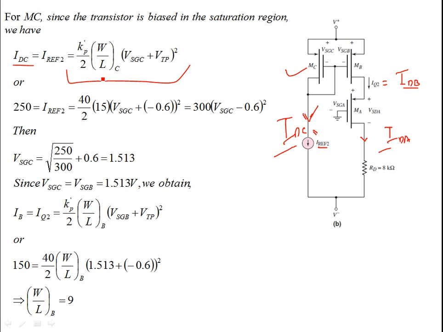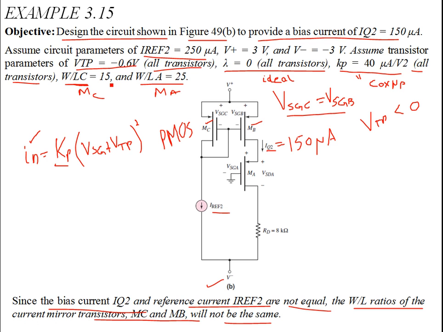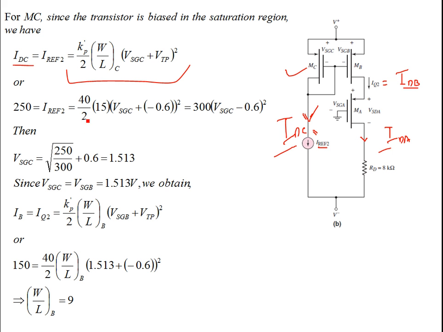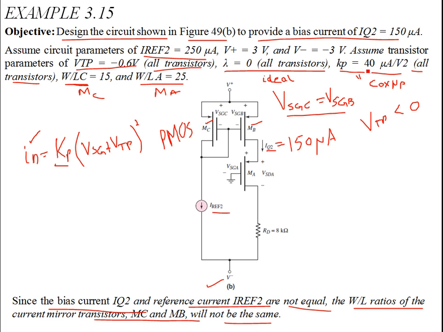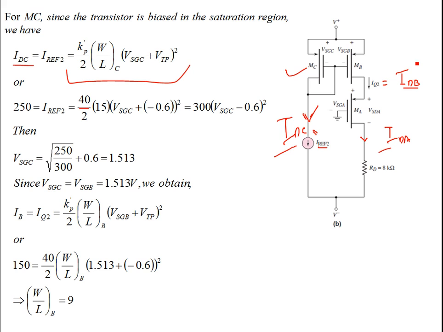that W/L is given. This is 50 for transistor C. Kp is 40 for all the transistors. Kp is 40, this is given over here. VTP is the same, minus 0.6, and then you plug these values in for 250 microamps. That's the drain current for the transistor MC, to find what VSGC is, and this turns out to be 1.513 volts.